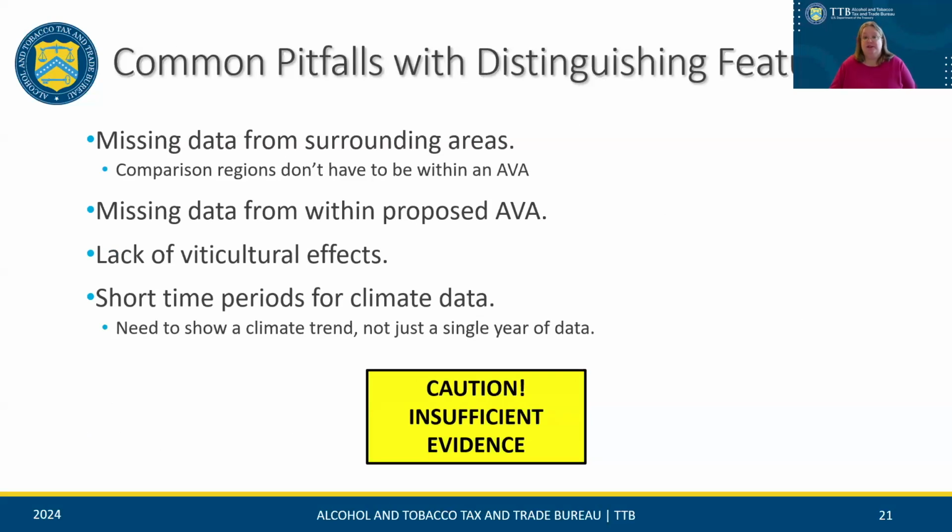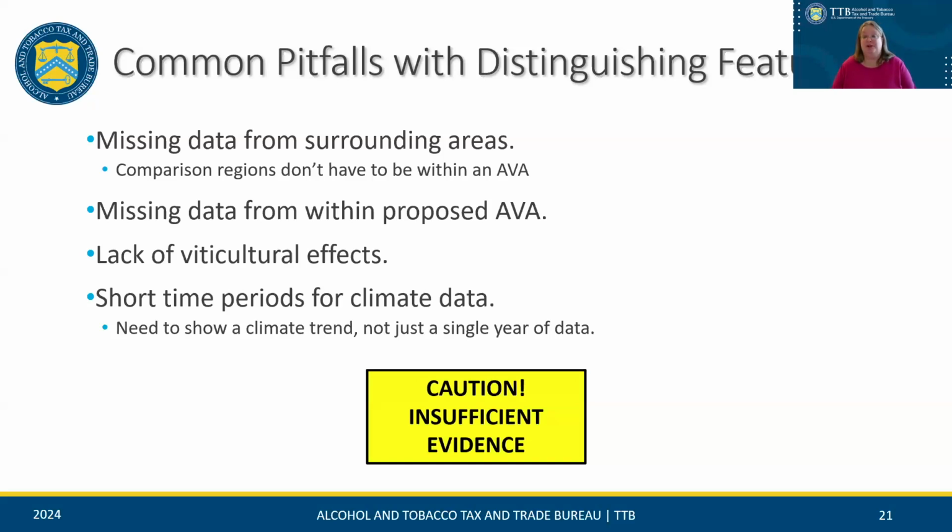Some common pitfalls that you might encounter with your distinguishing features include missing data from the surrounding areas. You must include data from your surrounding regions for comparison. It's important to note that those surrounding regions do not have to be within an existing AVA. They simply need to be fairly near your proposed boundary.